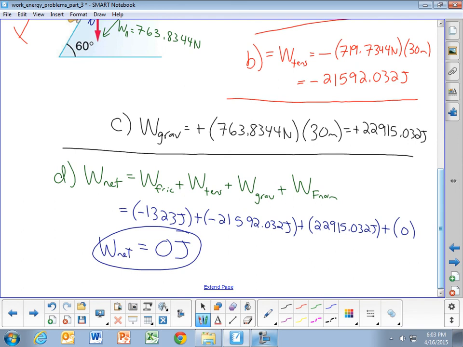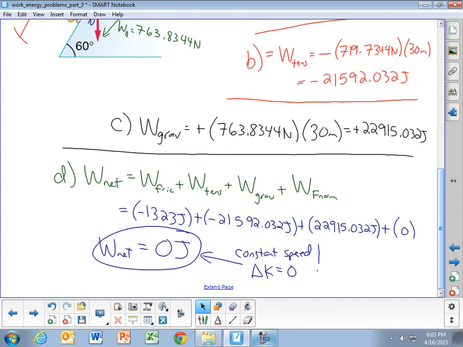And let's see if that makes sense. The net work done is the change in kinetic energy. It says that this is moving at a constant speed. So if the speed is constant, that means that the change in kinetic energy is 0. The initial kinetic energy and the final kinetic energy are the same. So if the net work done equals the change in kinetic energy, and the kinetic energy doesn't change, then the net work done is 0.